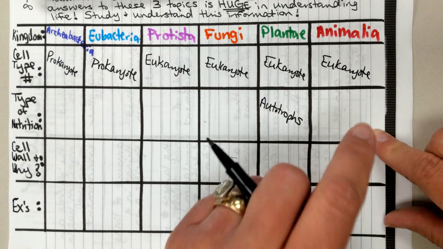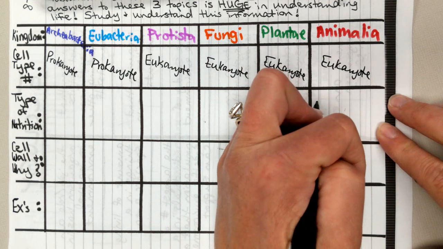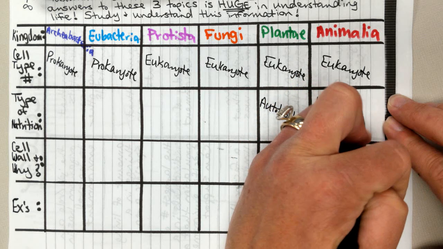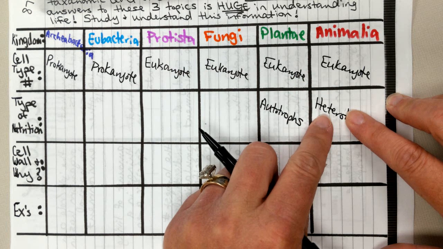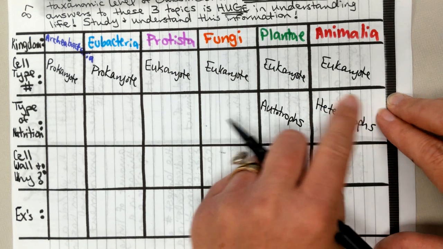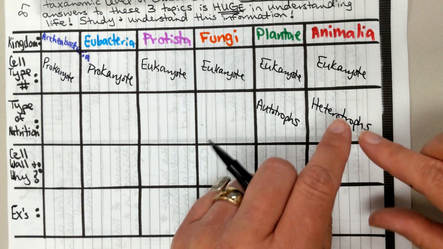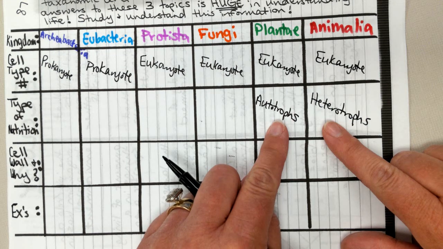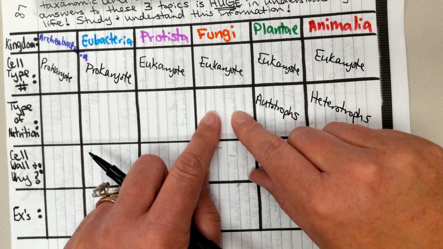Animals, we know that no animals make their own foods. They are always heterotrophs. Hetero means different. Troph is talking about nutrients. So they get their nutrients from something different from themselves. These are the two most straightforward. So let's look at fungi.